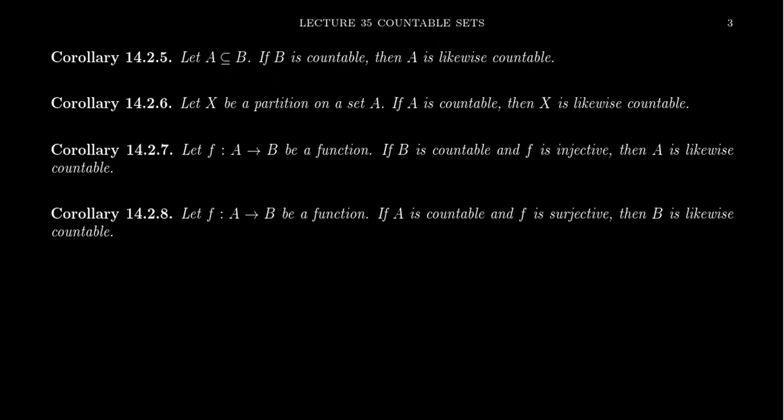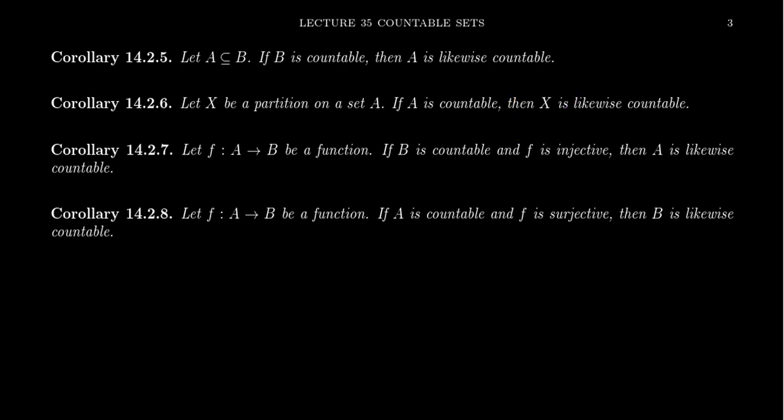The next corollary, let X be a partition on a set A. If the set which is being partitioned is countable, then the partition is countable. That is, if you have a countable set and you place a partition on it, there are countably many equivalence classes on that. So another way of saying that is that if you take an equivalence relation on a countable set, the number of equivalence classes is itself countable. All right, I'll leave it to the viewer to check that.